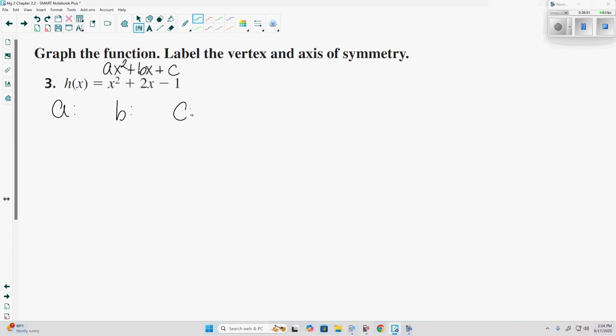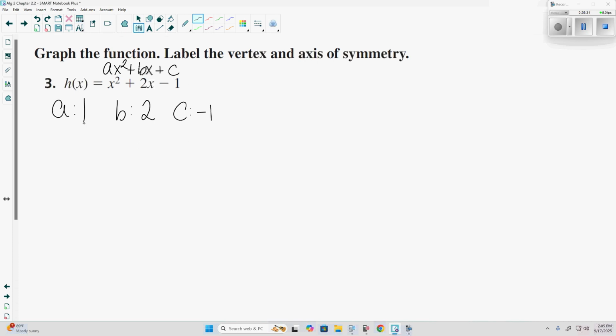So when we look at this next one here, x squared plus 2x minus 1, what would the value of c be? -1. What's the value of b? 2, and it would be positive, yes? What's the value of a? It is 1, as when there's not a number written in front of the variable, it's understood to be 1.